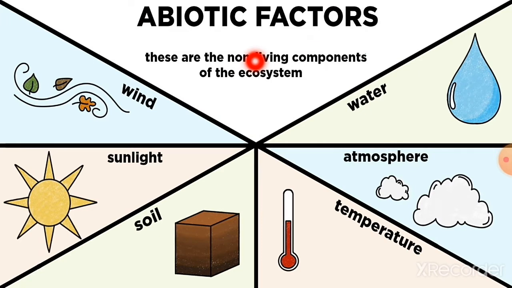Abiotic factor. Abiotic factors are the non-living components of the ecosystem. Ecosystem is nothing but the environment. So, the non-living components of the environment are called abiotic factors. For example, wind, sunlight, soil, temperature, atmosphere, water. These all non-living components are called abiotic factors.